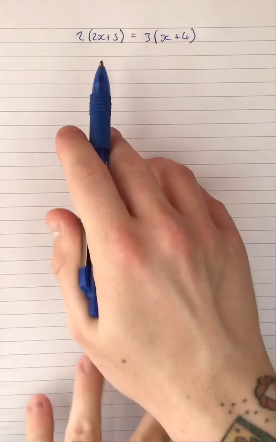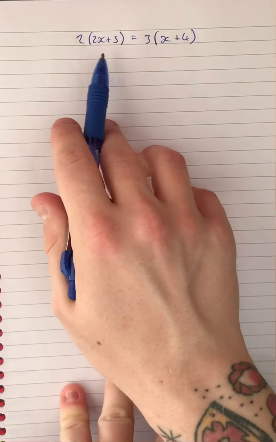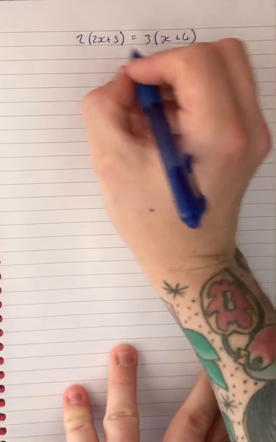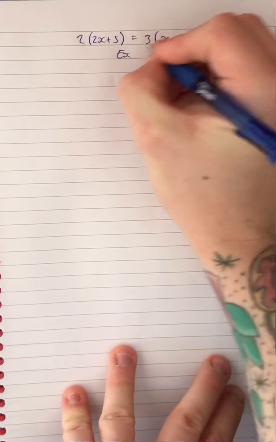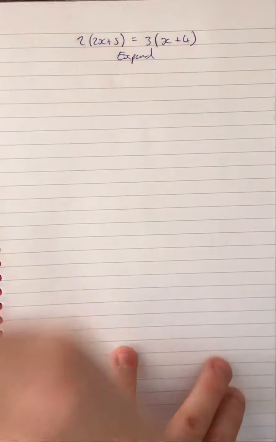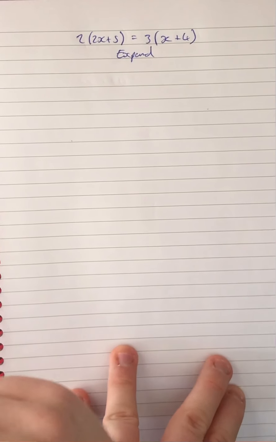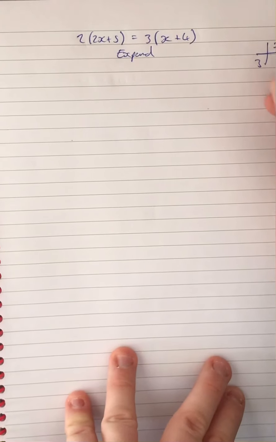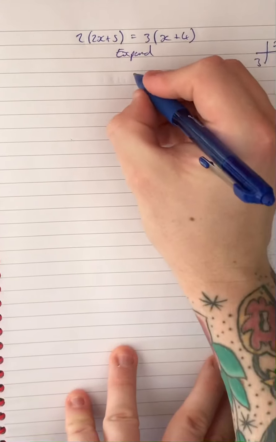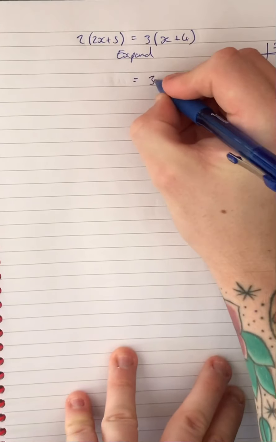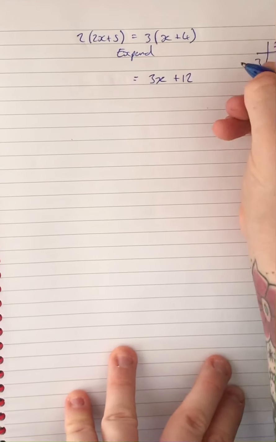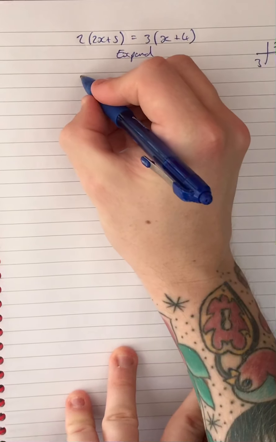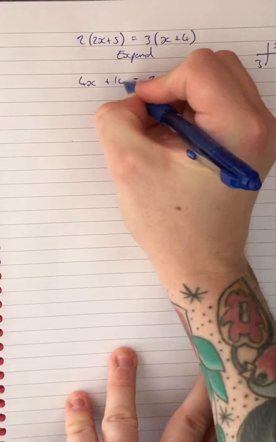So, the first thing I would do for this is I would expand both of those brackets. Now feel free to use your grid method with this. I'm not going to, I'm just going to write down what they would be. So that would be 3x plus 12. This one here would be 4x plus 10.